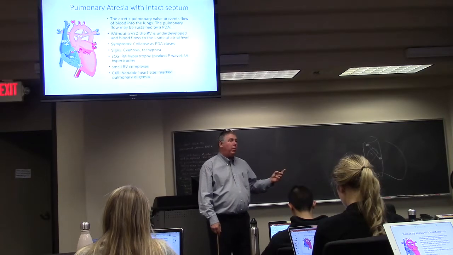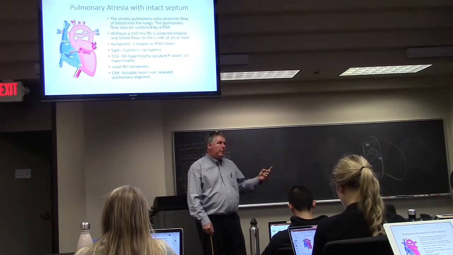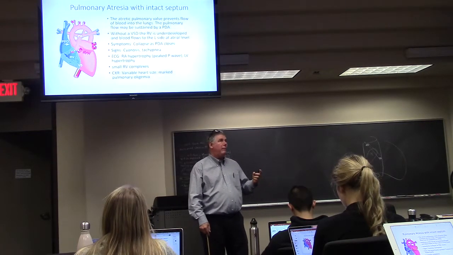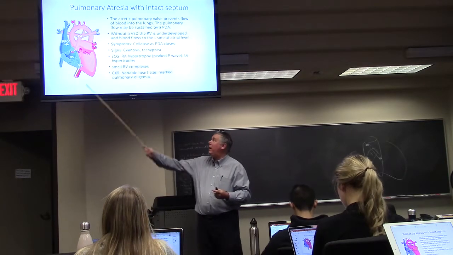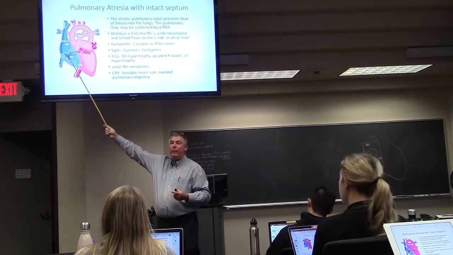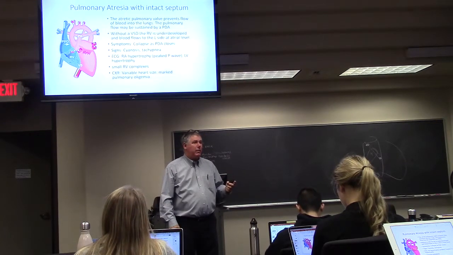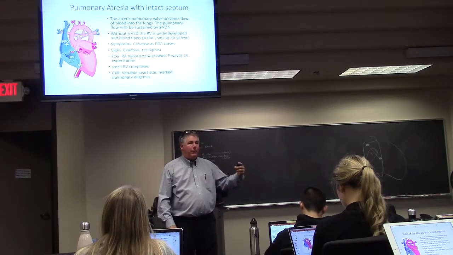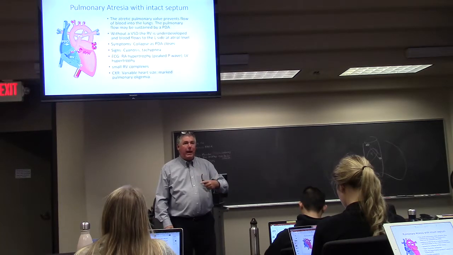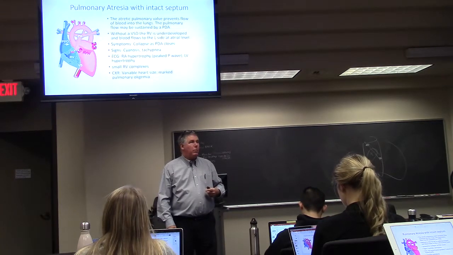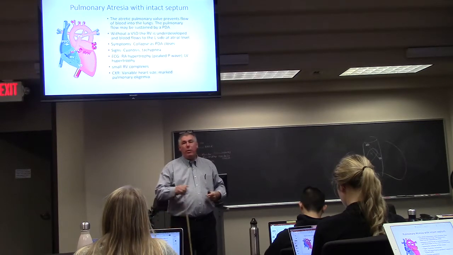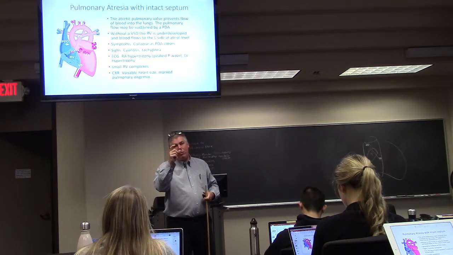What are you going to do, since you have an intact tricuspid valve, with all the venous blood entering the right atrium? You have to have an ASD to get it out of there. With pulmonary atresia, you always have a poorly developed right heart.